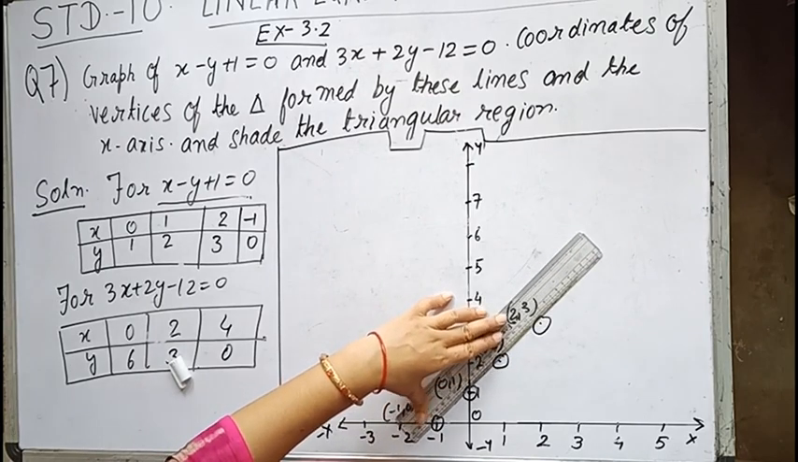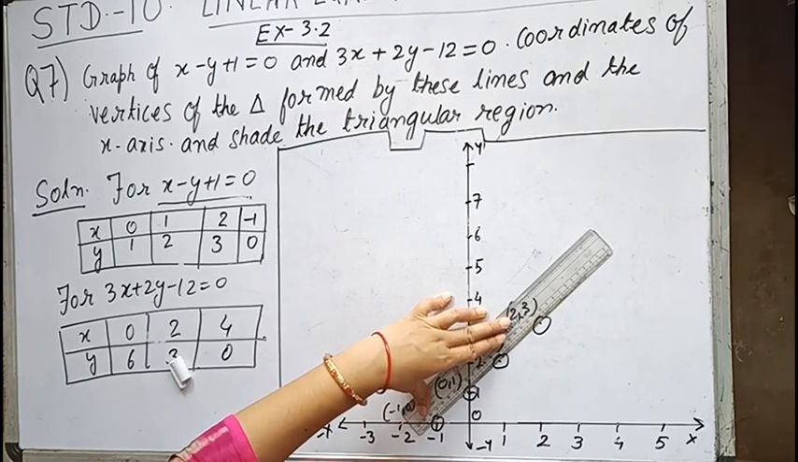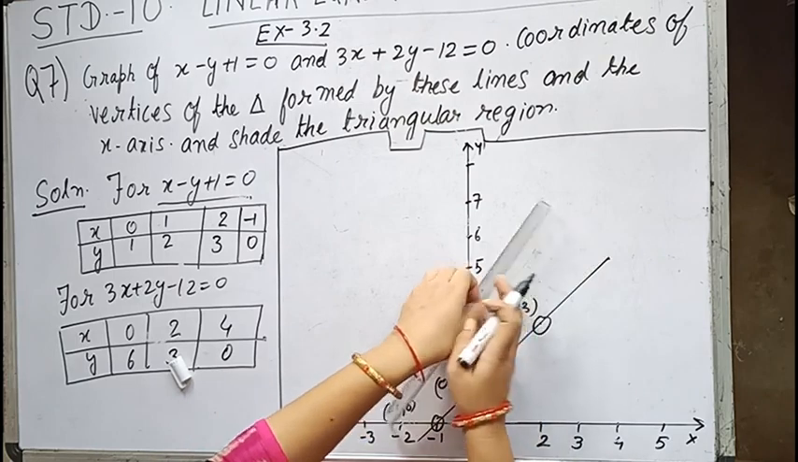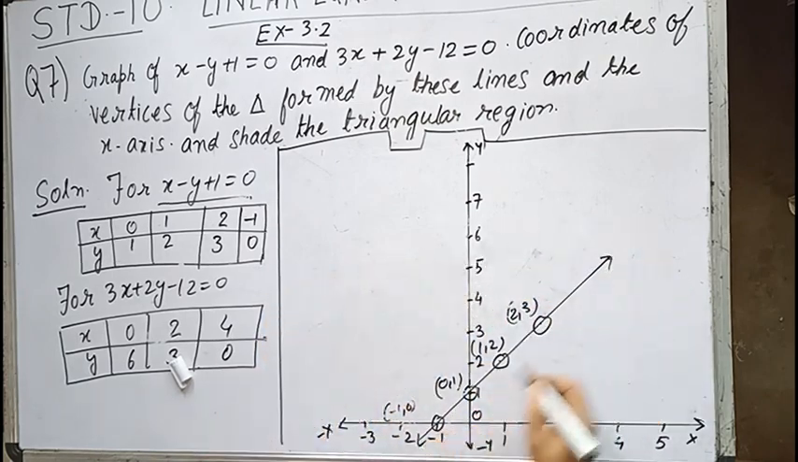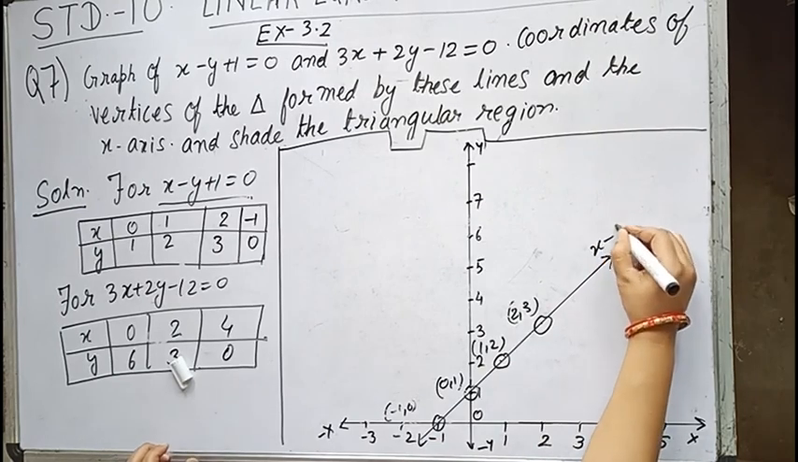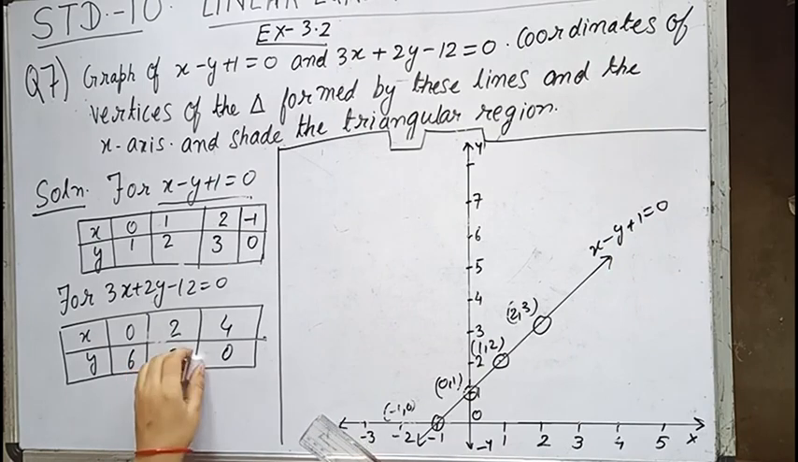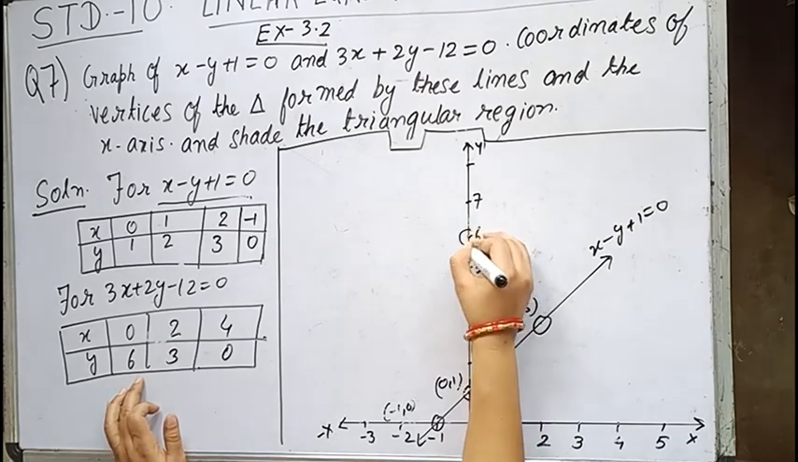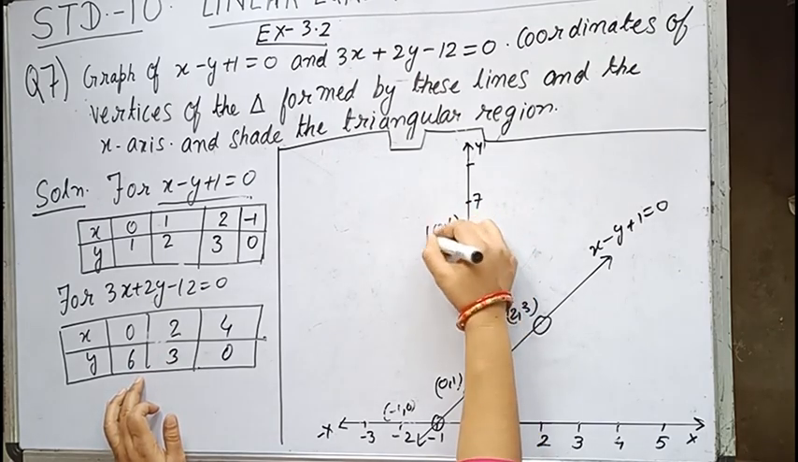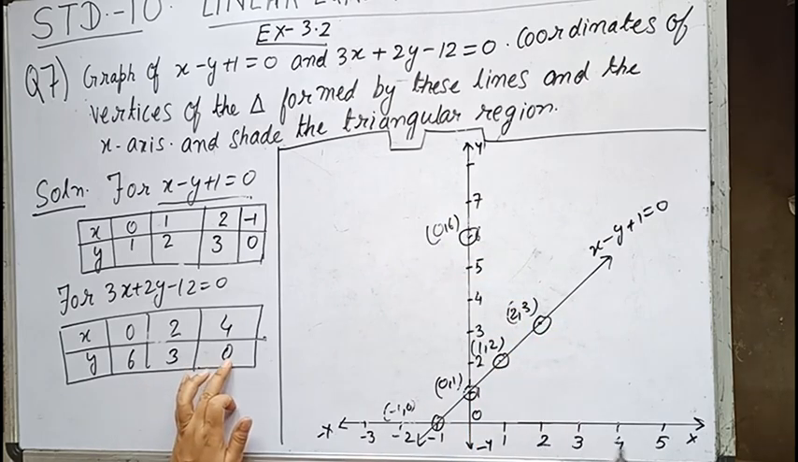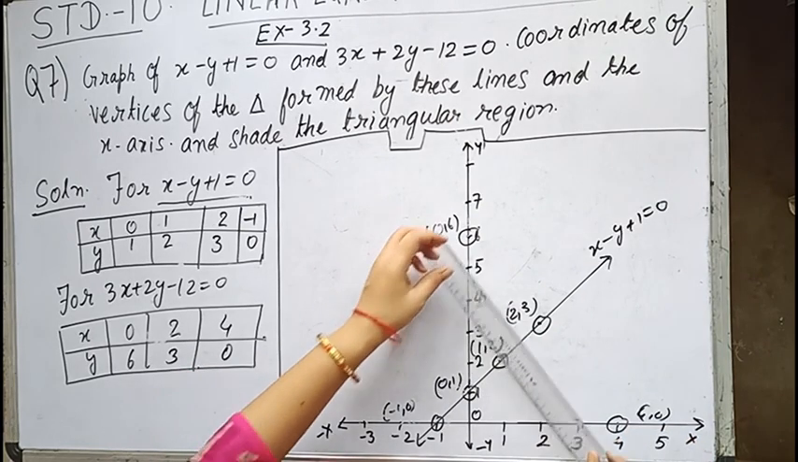Let us draw the line. Now this line is x minus y plus 1 equals 0. Now for the second line, let us first plot the points. The points are 0, 6. So this one is 0, 6, then 2, 3, same point, then 4, 0. Let us draw the line.